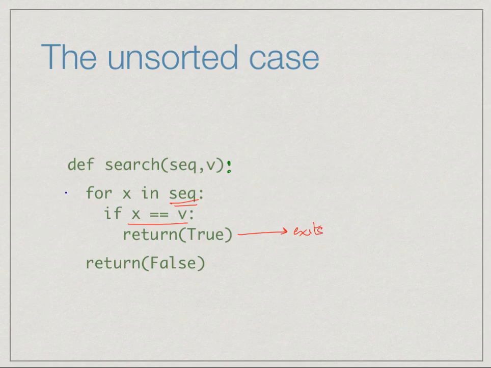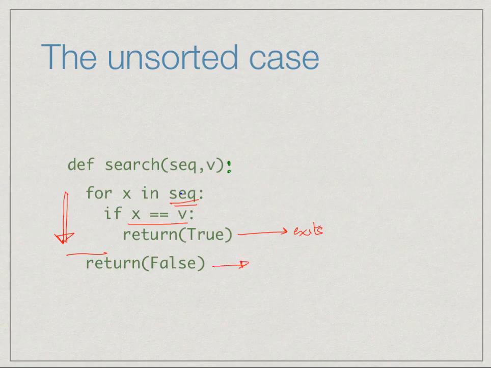And if we have succeeded in going through the entire list, but we have not exited with true, that means we haven't found the value. So we can unambiguously say after the for loop that if we have reached this point, we haven't found the value v that we are looking for, and so we should return false.